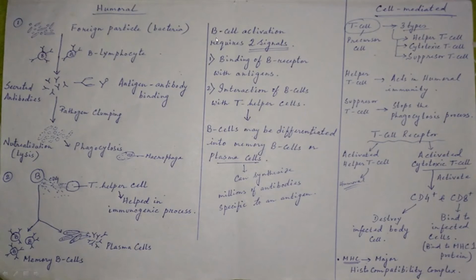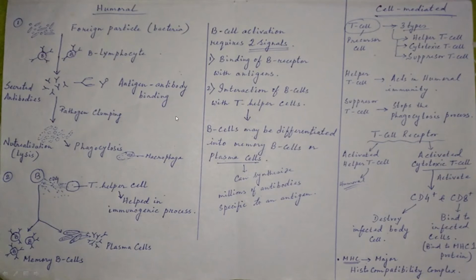See, B cells, in the first step what happened? B cell activation requires two signals. What are the two signals? Binding of B receptor with antigen. Here binding of the B receptor with the antigens takes place. From B cells these antibodies are secreted. That means from these B receptors the antigen binding takes place, and then phagocytization or cell lysis occurs. That is the killing of the pathogen through the process of phagocytosis.